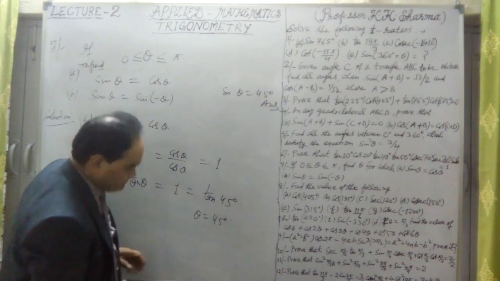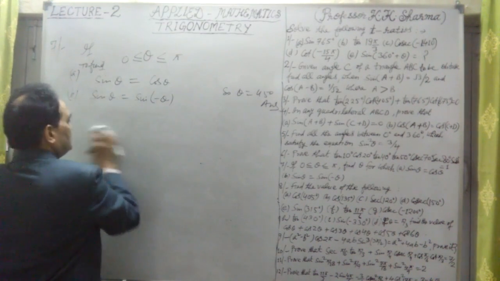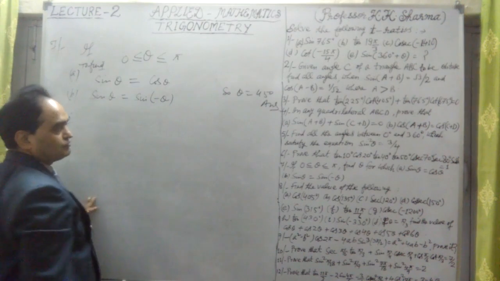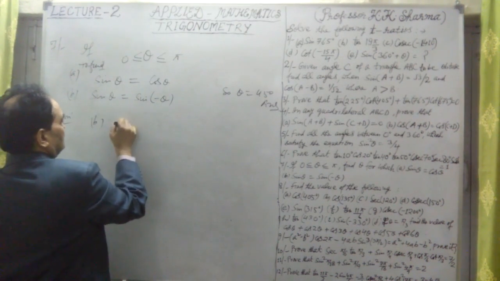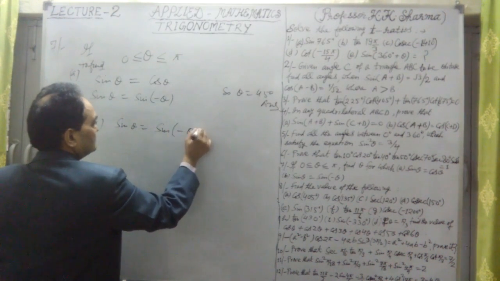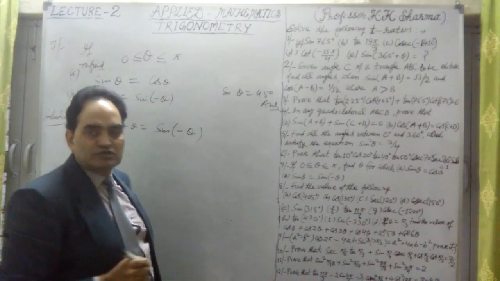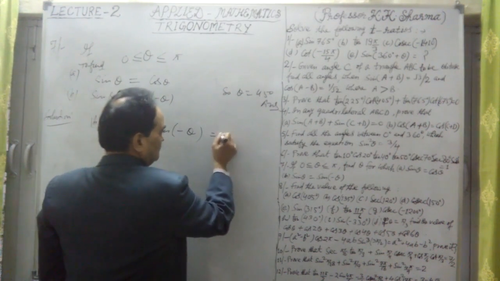In the second case, what is the answer? B part we take now. The first part answer is theta is 45 degree. Now in B part, it says sin theta is equal to sin of minus theta. Now we know that sin of minus theta is an odd function, so it is equal to minus sin theta.